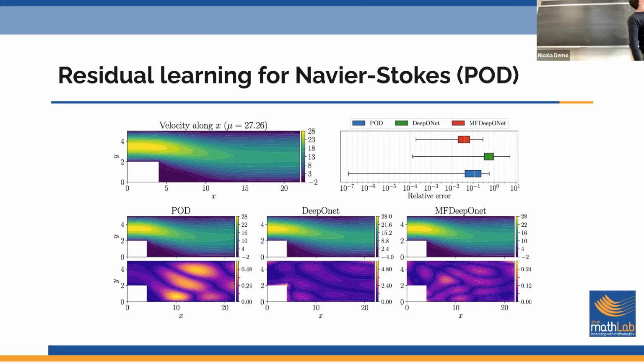Here again, another example, still with the Navier-Stokes, where again we can see that putting the two things together is definitely better than just exploiting them in a standalone fashion, let's say.